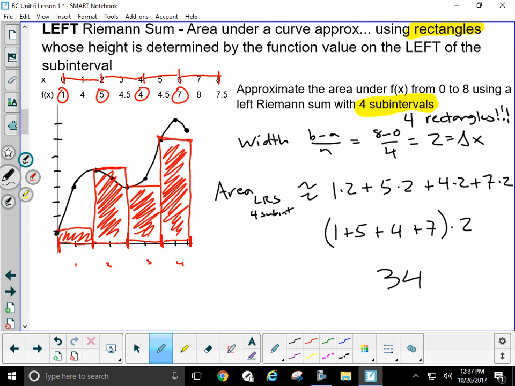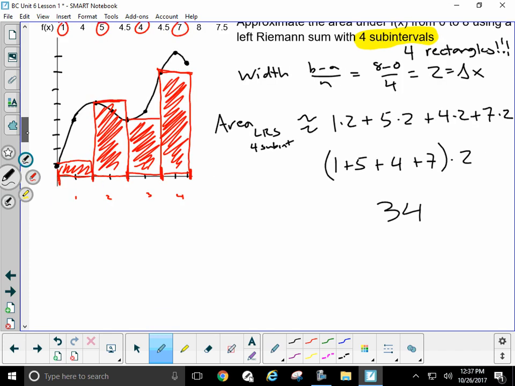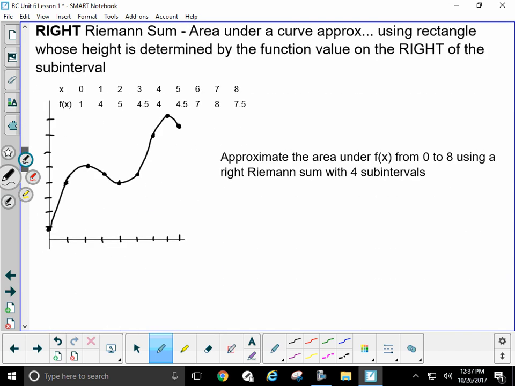Good. Yes, you can kind of see that it's under, but whatever. This is what I told you to do. You got it. Don't worry about it. Let's look at the right Riemann sum. Same thing as the left Riemann sum.